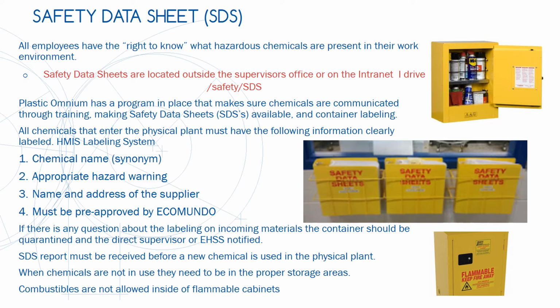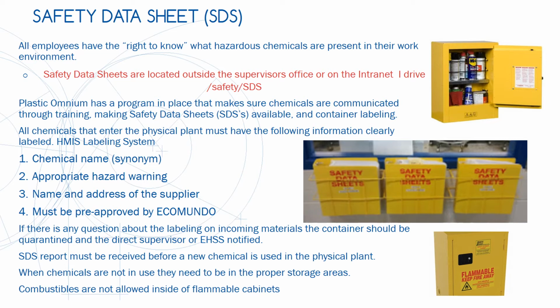Flammable cabinets. There is a flammable cabinet on each line. It is your top right picture. Please only make sure that flammable liquids go in these cabinets, such as spray bottles filled with isopropyl alcohol, any pressurized vessel which contains a highly volatile chemical or a flammable chemical.